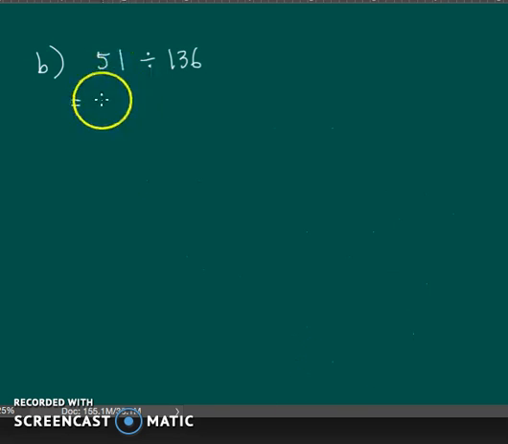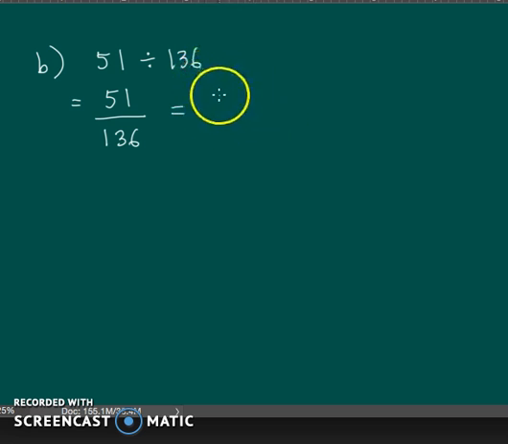Part B, let's once again rewrite this in fraction form. So 51 over 136. And now let's think about what their common factors might be. Well, I know that 51 is divisible by 3. In fact, it is 3 times 17. But 136 is not divisible by 3. Is it divisible by 17? Let's check. Well, it actually is.